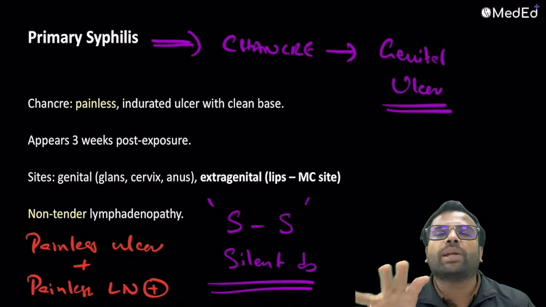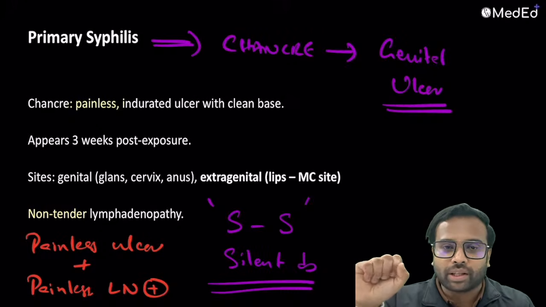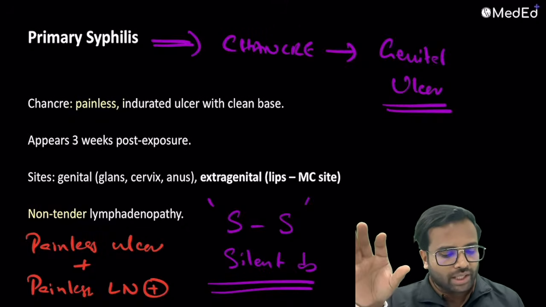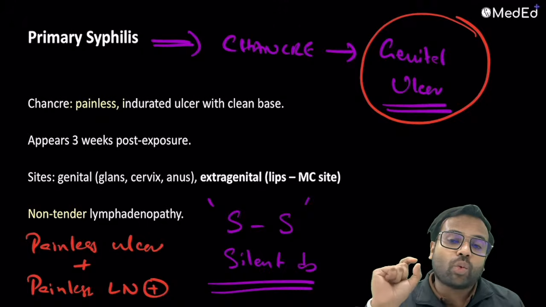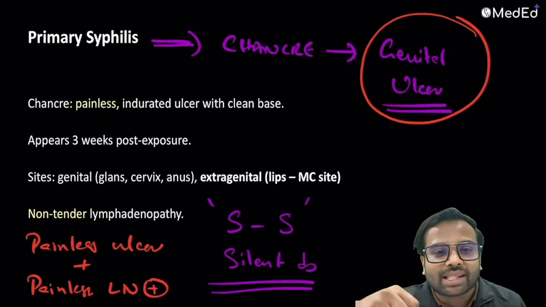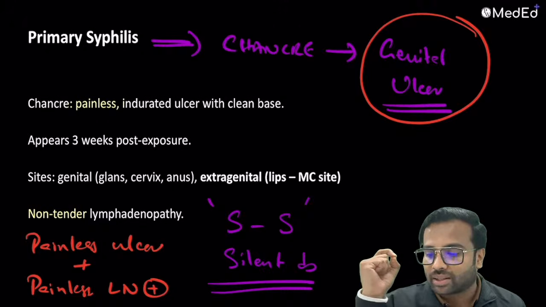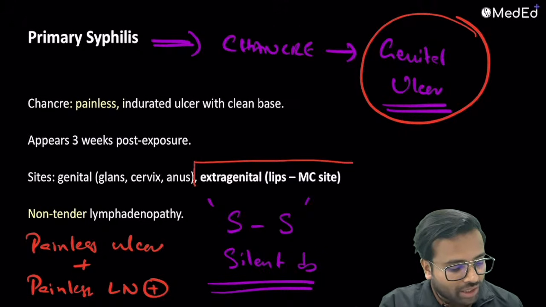And don't make it complicated here. Only one additional point from an MCQ perspective which you may remember: genital ulcer is the most common presentation. But if they ask you what is the most common extragenital site where you can get a chancre, then what should be your answer? Your answer here should be the extragenital.